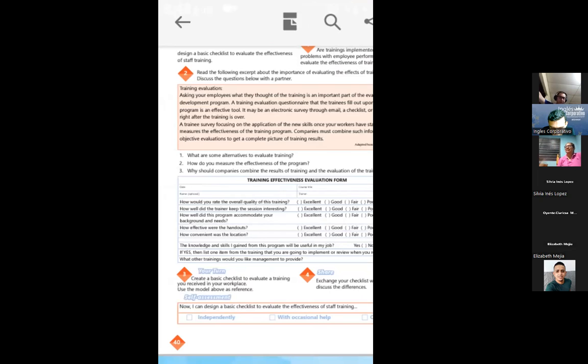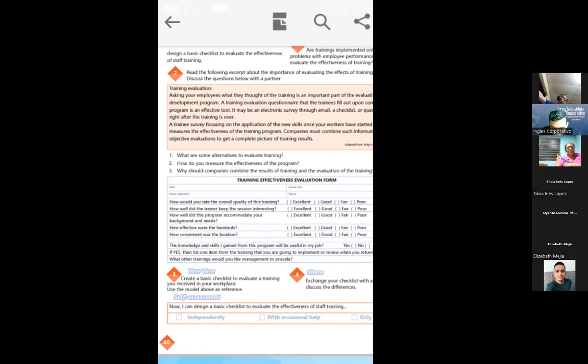Va, démosle. Create a basic checklist to evaluate a training. Quizás enfoquémonos en un trabajo para que así sea más práctico. Claro. ¿Qué tipo de capacitación? Una de servicio al cliente, pensemos. Que es muy común en cualquier área. Entonces sería.